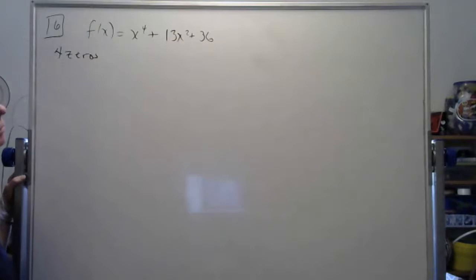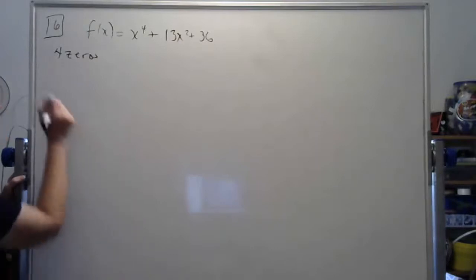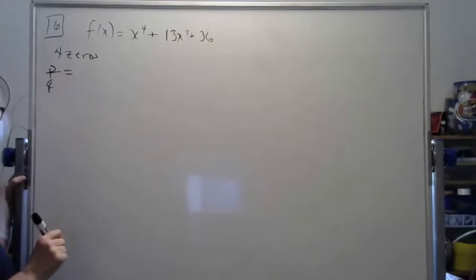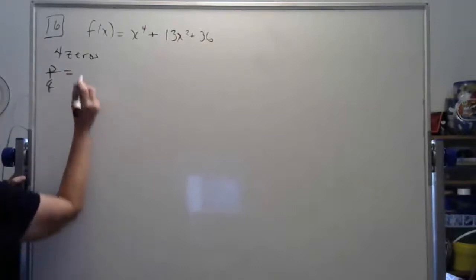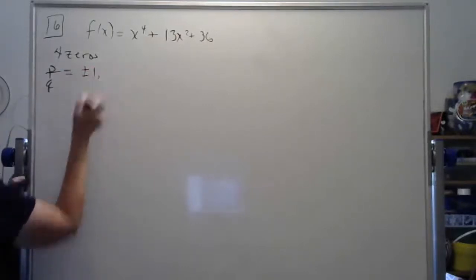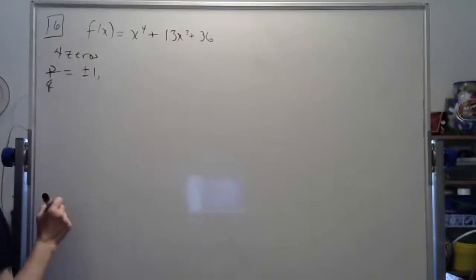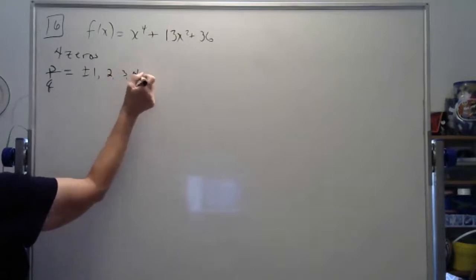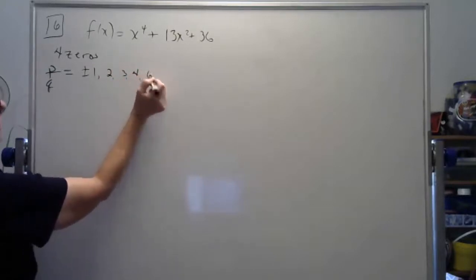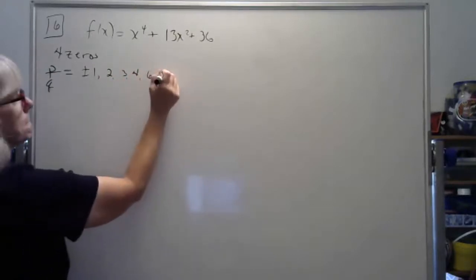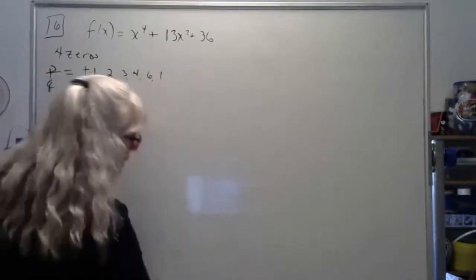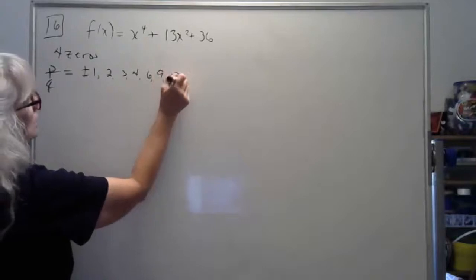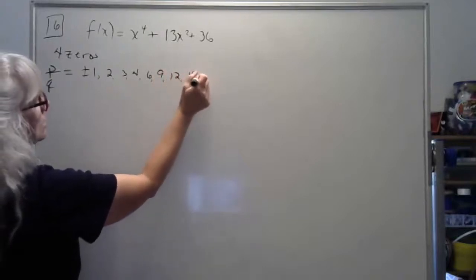4 zeros. Our list of P over Q. What is our list of P over Q? So what divides evenly into 36? Somebody help me out. 1, 2, 3, 4. Good. 6. Yep. 12. Oh, missed one. 9. 12. 12. What, 18 and 36?